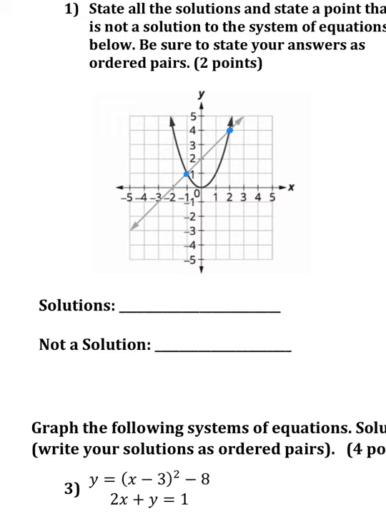So then I want to write them as ordered pairs. So this first point on the left is -1, 1. The point on the right is 2, 4. So those would be the solutions to this system.